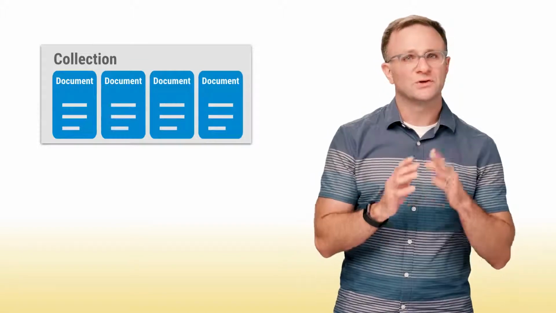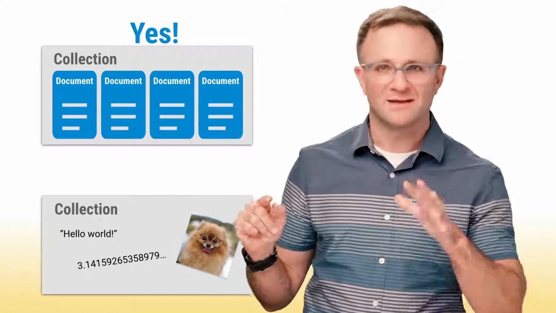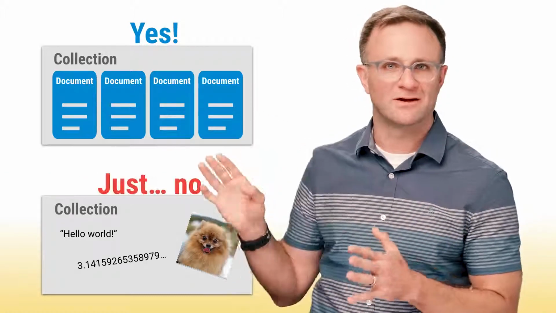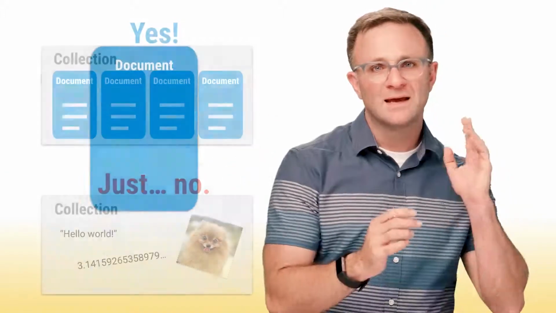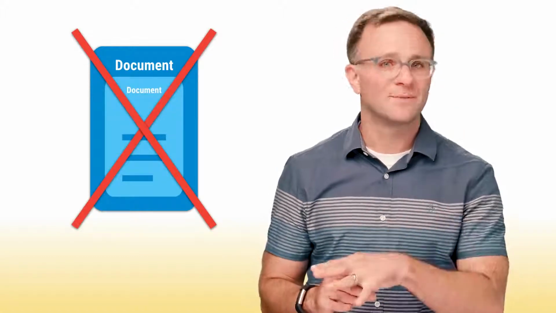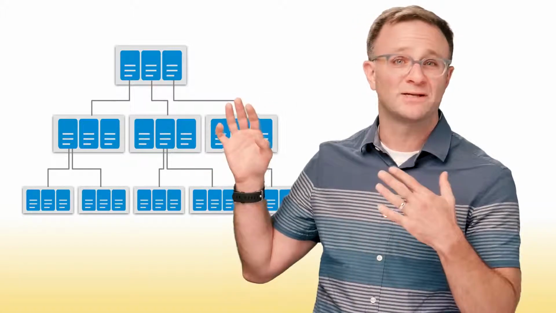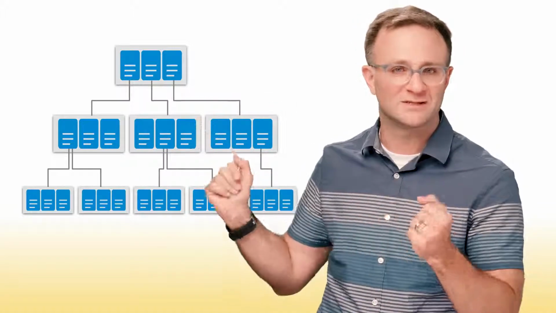So there are a few rules around the use of these things. The first is that collections can only contain documents, nothing else. No collections of strings or binary blobs or anything else here. Second is that documents can't contain other documents, but they can point to subcollections. So it's very common to see a collection containing a bunch of documents, which then point to subcollections that contain other documents and so on.